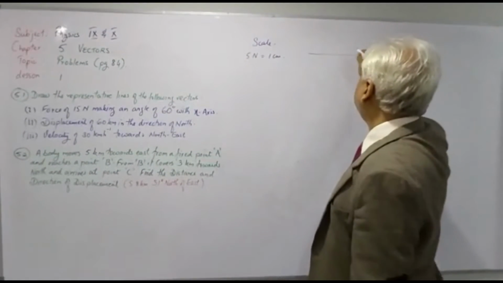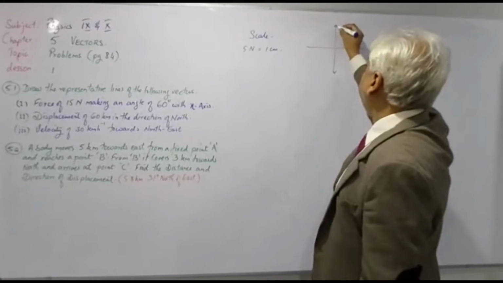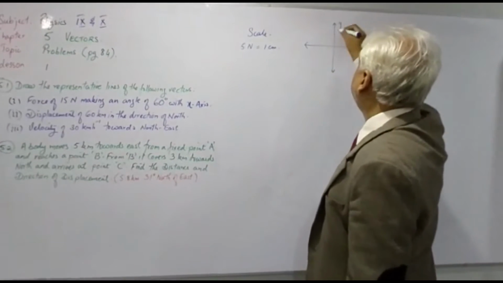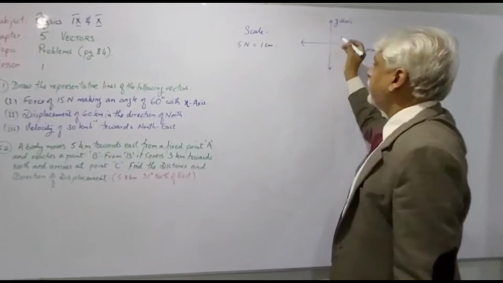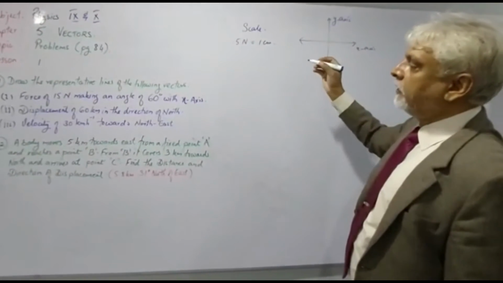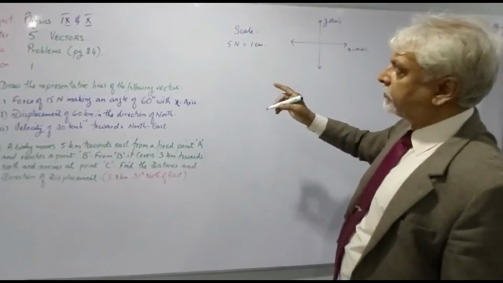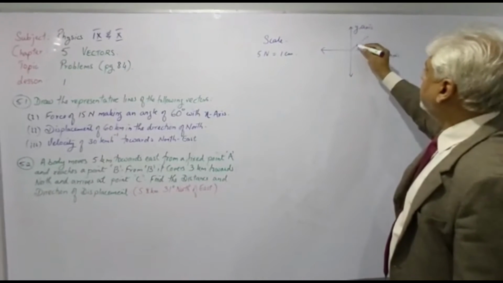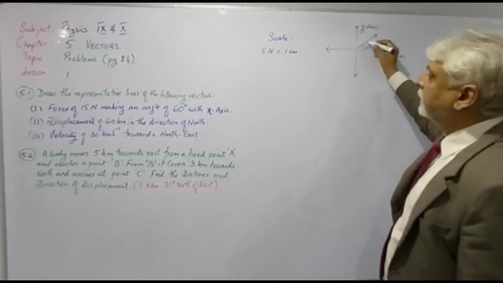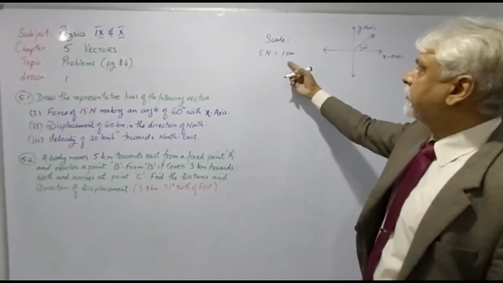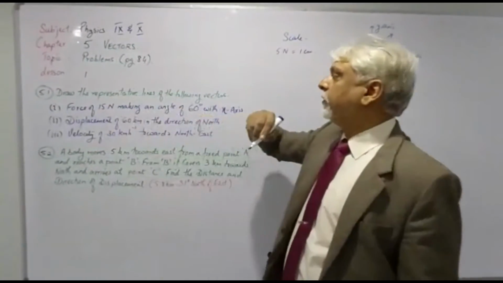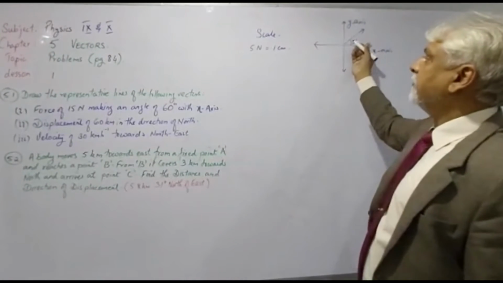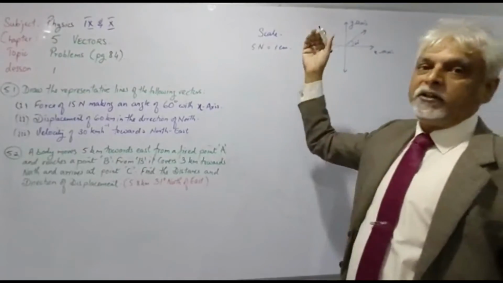Now a direction indicator will show the x and y-axis. This is the x-axis and this here is your y-axis. Okay. So let me just draw a rough figure first. You'll have to draw 15 Newton making an angle of 60 degrees with the x-axis. So from here you'll have to draw a 60 degree angle and the length should be 3 centimeters because 5 Newton is equal to 1 centimeter. We are drawing a 15 Newton line, so this length should be 3 centimeters because 3 centimeters according to the scale would mean 15 Newton.